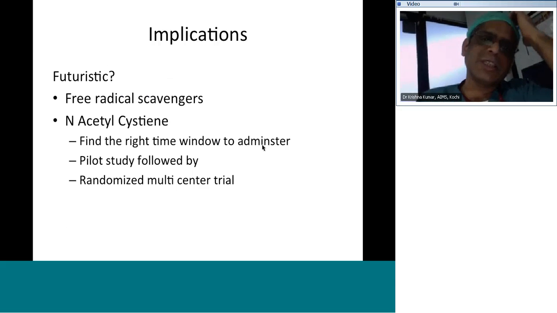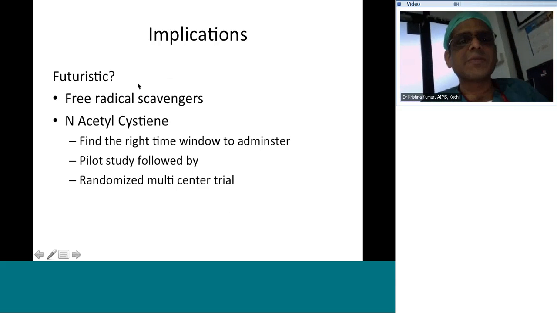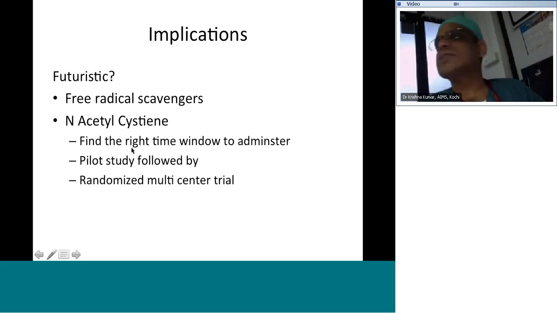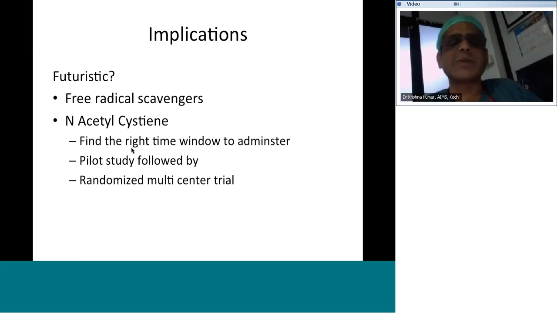Futuristic, this is something I wanted to think about: trying to give some kind of free radical scavengers like N-acetylcysteine in the right kind of time window. I think this is something that needs to be studied. It's completely experimental, and this may be a useful way of preempting those situations where we think patients are at high risk.